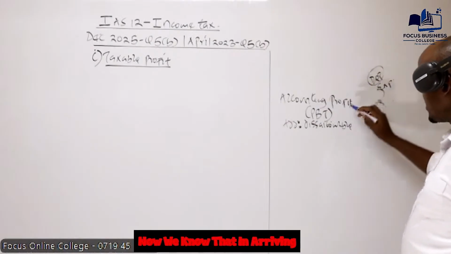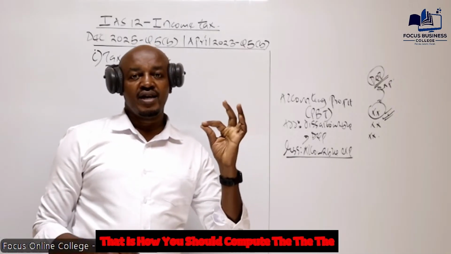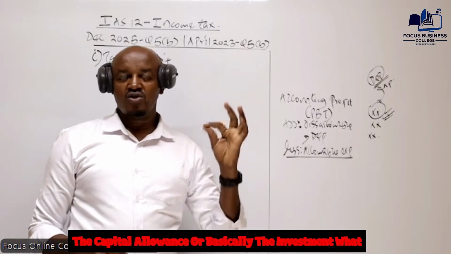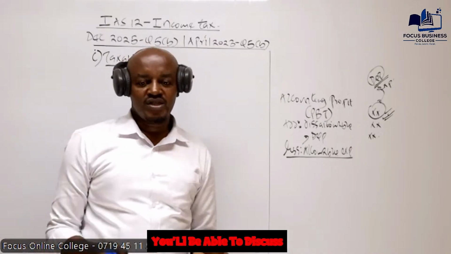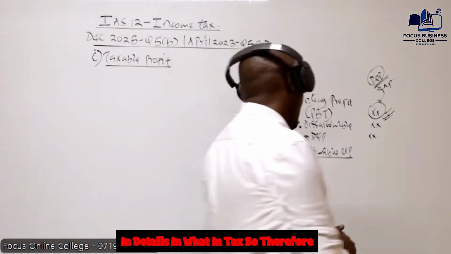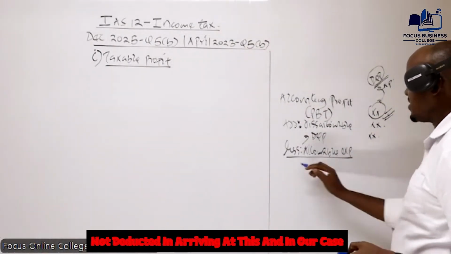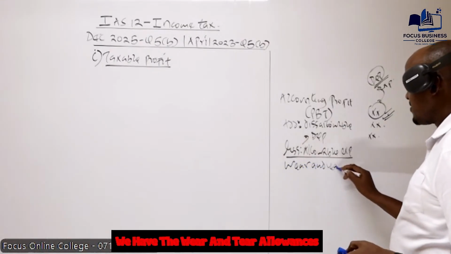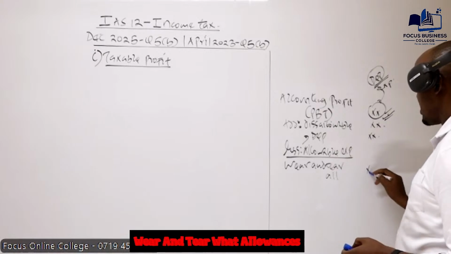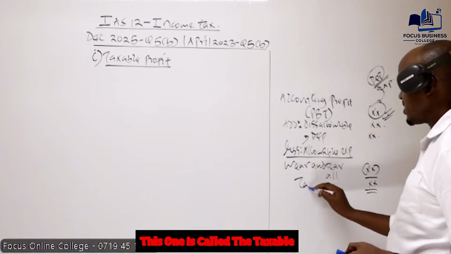Now we know that in arriving, that is how you should compute the capital allowance, or basically the investment allowance. But I've said all these are details. You'll be able to discuss in details in tax. So therefore, to this we less allowable expenses not deducted in arriving at this. And in our case, we have the wear and tear allowances.